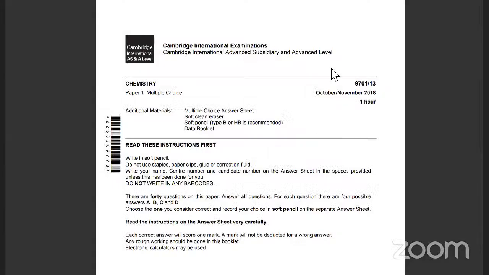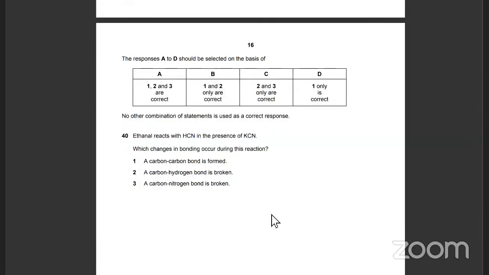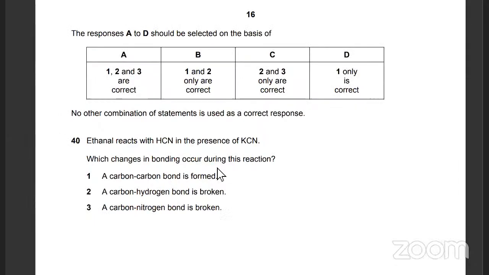So okay, let's start with this one. Starting with the last question, we'll start with this one. The question states that this ethanal reacts with HCN in the presence of KCN. What changes in bonding occur during this reaction?